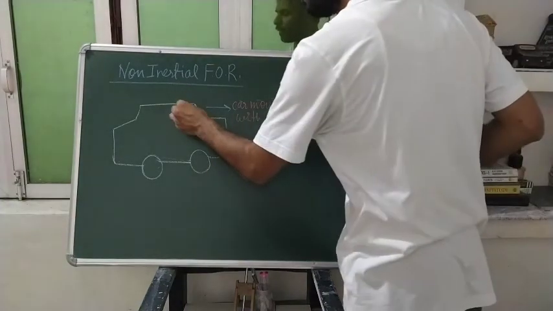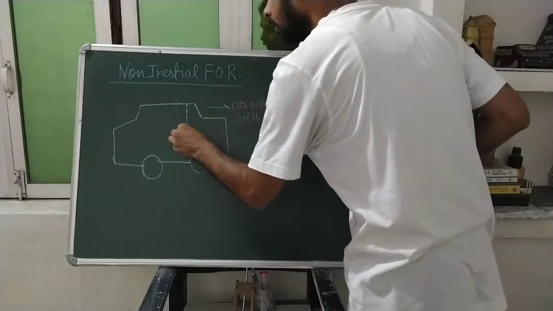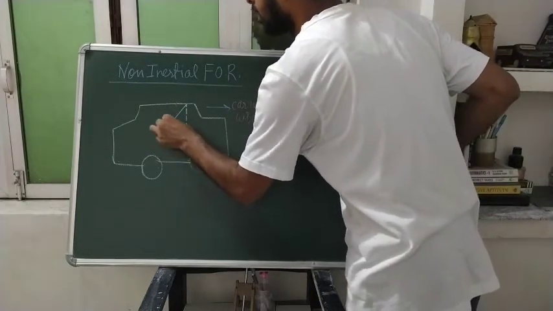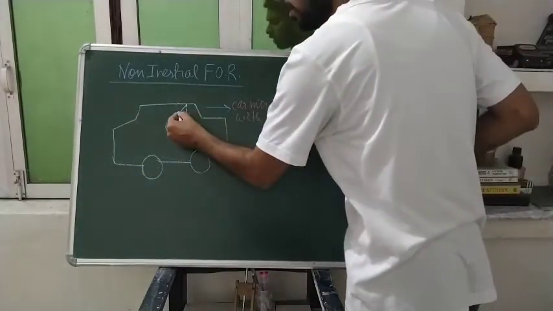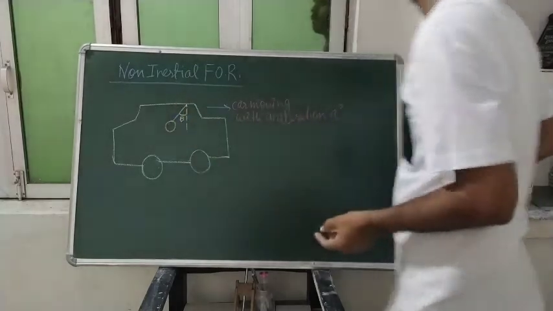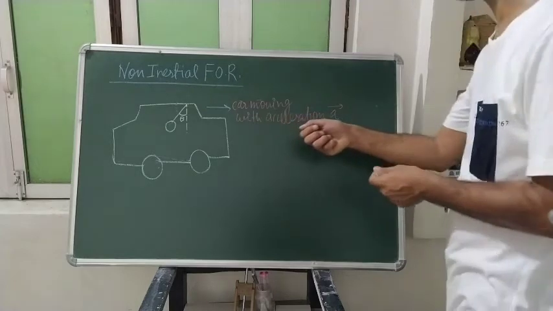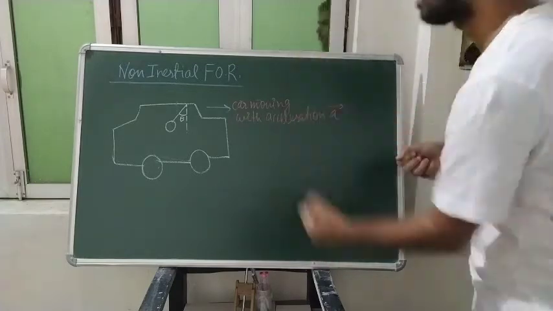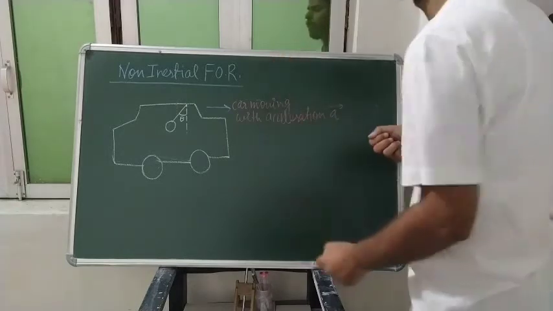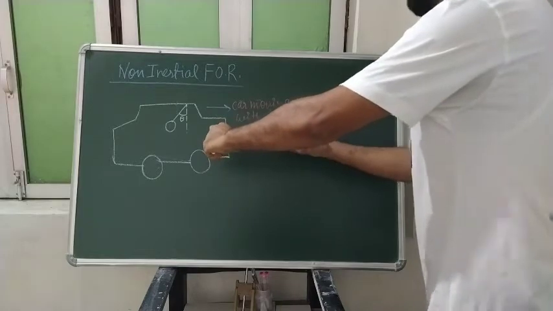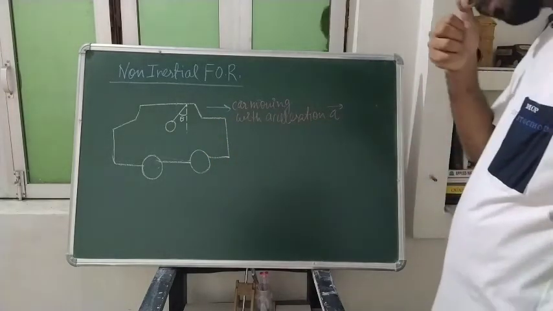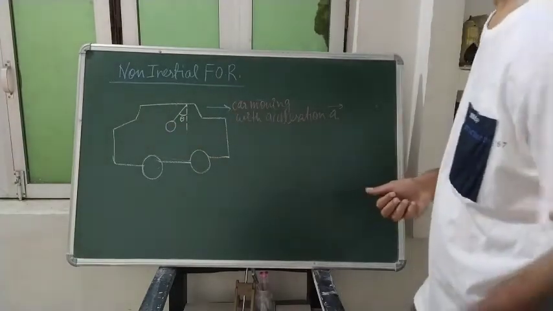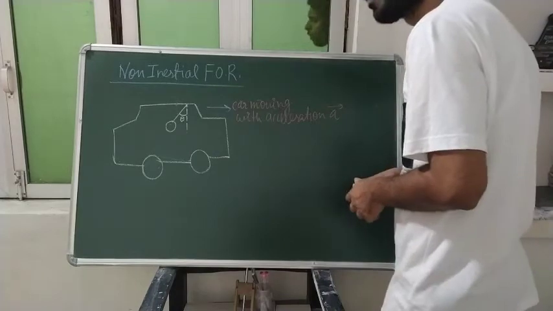So you can think of a bob connected with a string, a pendulum hanging in that car, which will make a certain angle theta with the vertical direction when the car accelerates. When the car moves with uniform velocity, the bob stays at the vertical position, but when it starts moving with acceleration A, it makes a certain angle from the vertical, and that is our theta.